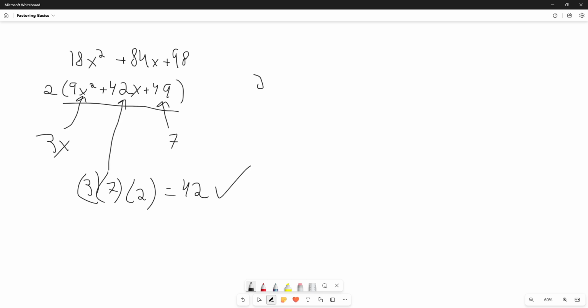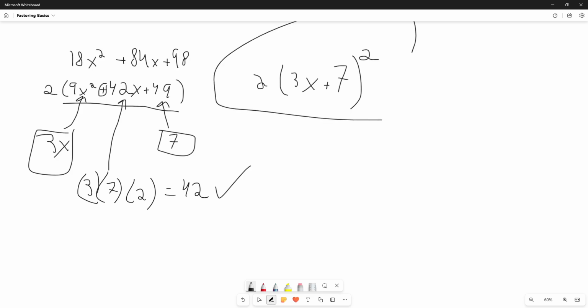So like we did earlier, you take the 2, now you can take the 3x plus 7, because we have that plus here, using the 2 square roots, and put it in a square. And that is your final factored form.